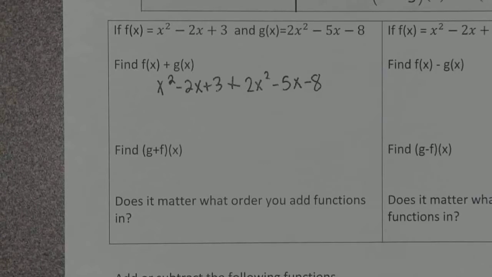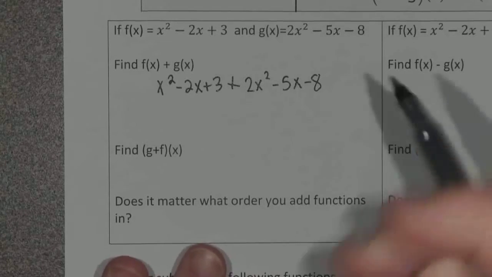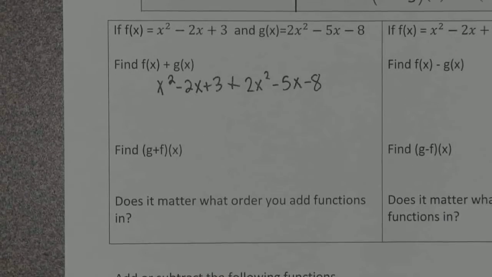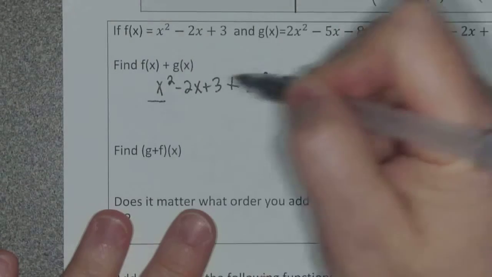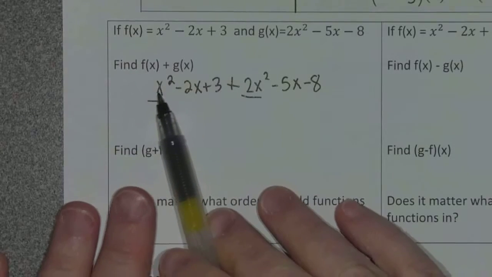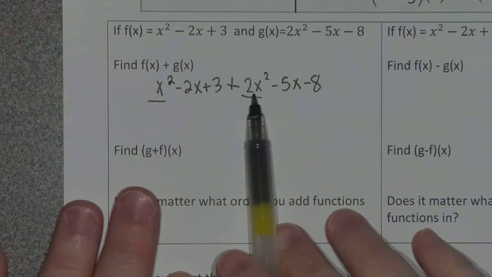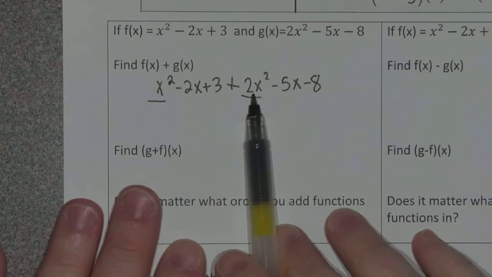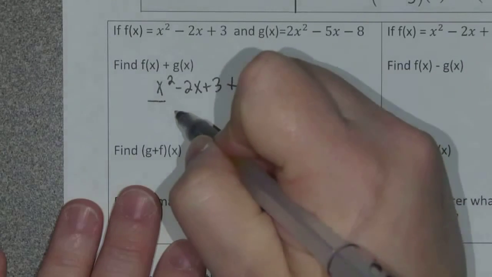So how can I combine those together? Yeah, do like terms, exactly. We always start from the highest power to the lowest power. So our highest power here are our x squareds. I have 1x squared here and 2x squareds here for a total of 3x squareds.